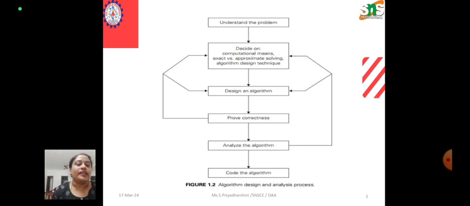The next step in the algorithm design and analysis process is designing an algorithm. So designing an algorithm can be done in 3 ways. The first one is the natural language method. The second one is pseudocode. The third one is the flowchart. So what does natural language solving mean? It is nothing but writing the algorithm in English itself. That is, if I write the algorithm in my own words, using English as my language, that is called the natural language method.